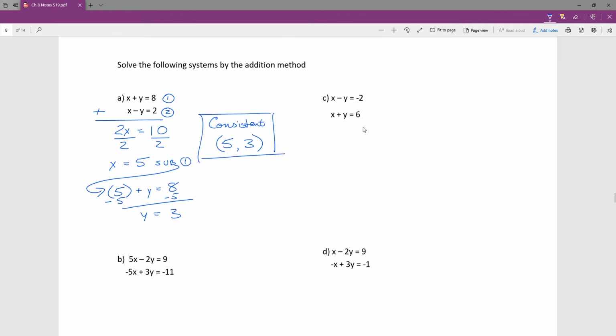Let's take a look at C. And again with C, like I said, this whole page is rigged to just work. So we're going to take these two equations and solve through the addition method. So we're taking these two and adding them vertically.